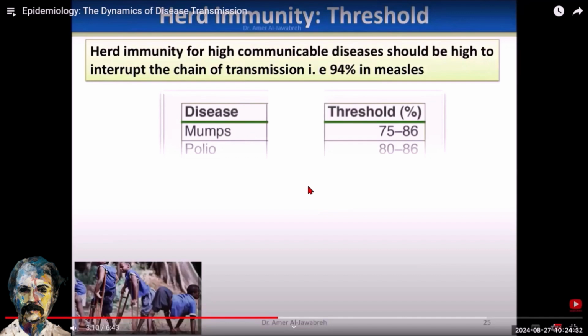Positive tests like real-time PCR have a CT, threshold cycle. Here we have a threshold. After 90%, for instance, herd immunity occurs.